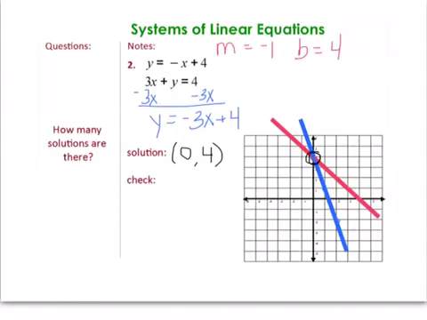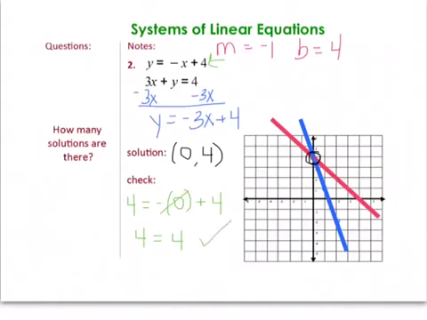So I'm going to use my first equation to check it. You can pick either one. I'm going to put 4 in for y equals negative 0 in for x plus 4. What's negative 0? That's just 0. So I'm left with 4 equals 4. Is that true?